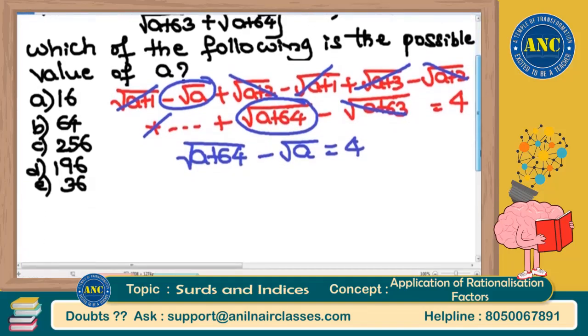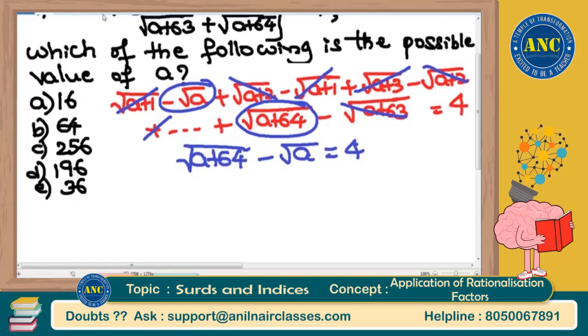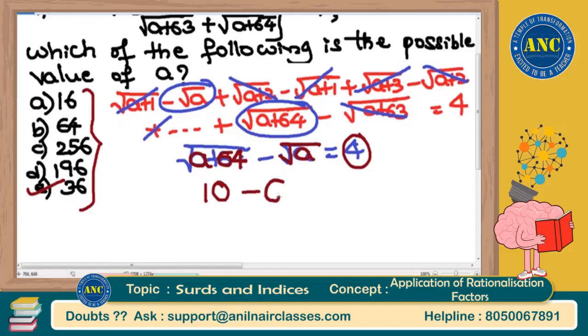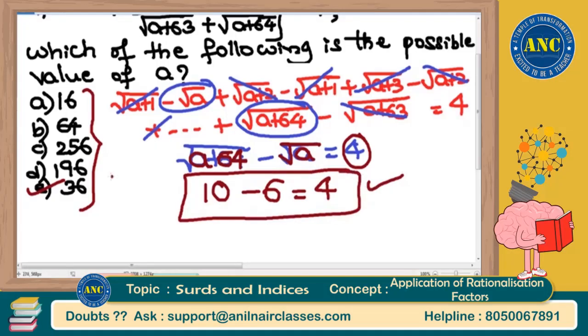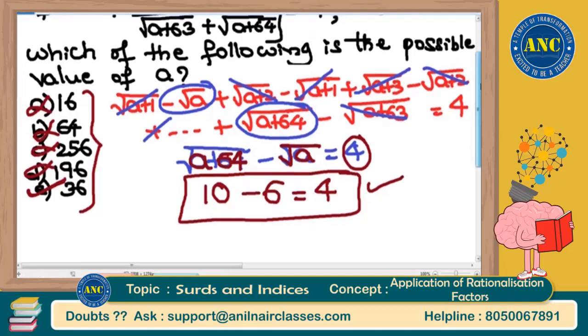Now, which is the possible value of a is the question. Listen carefully, sir. Which value when I substitute out of these given options will give me 4 as the right hand side? Simple analysis. If I put a as 36, root of a plus 64, 36 plus 64 is 100, root of 100 is 10, minus root of a, 36, root 36 is 6. Is 10 minus 6 equal to 4? Definitely 10 minus 6 is equal to 4. Therefore, that should be my right answer. None of the other values will satisfy, only that value will satisfy. That should be the answer.